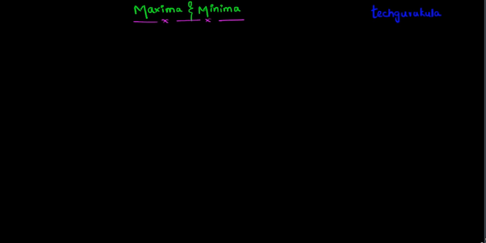If you are given a function f of x, say, and if it has maximum values and minimum values, how do we find those maximum and minimum values? This is what we are going to do. For that, we will use the concept of differentiation in order to find these things.